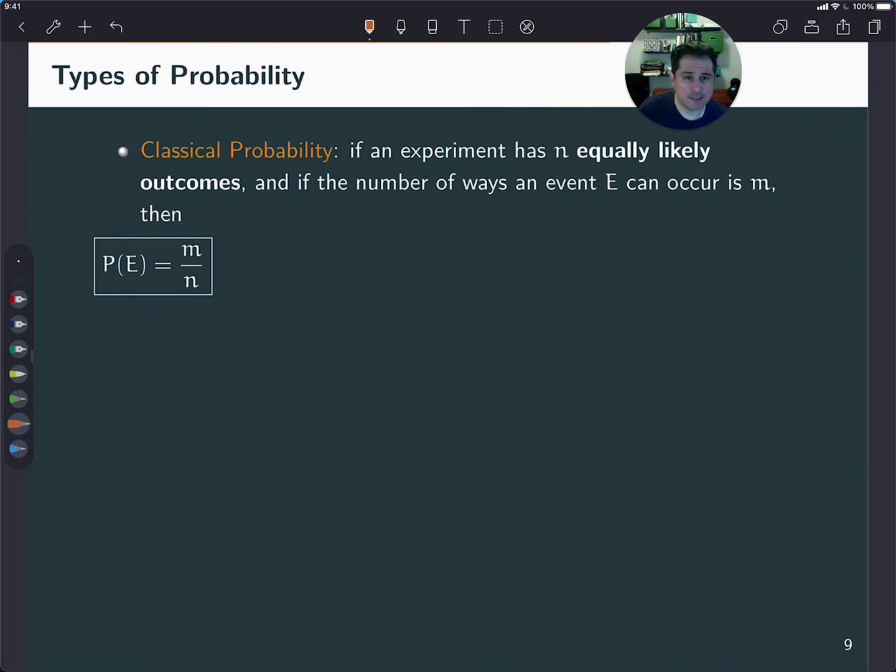The classical probability is the one we're more used to. It says if an experiment has n equally likely outcomes, and equally likely is important, and if the number of ways an event E can occur is m, then we write the probability of the event E as m divided by n. So n is the denominator. We used that in the past. M is the number of your favorable outcomes that you're looking for in the event. So it's just m over n.